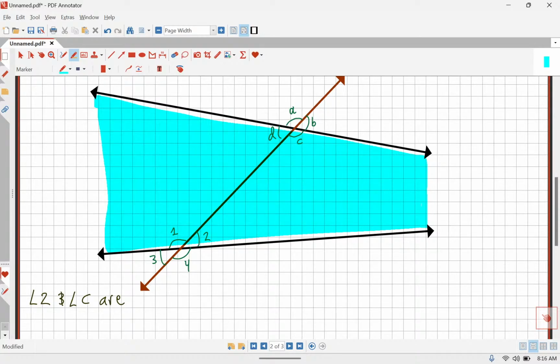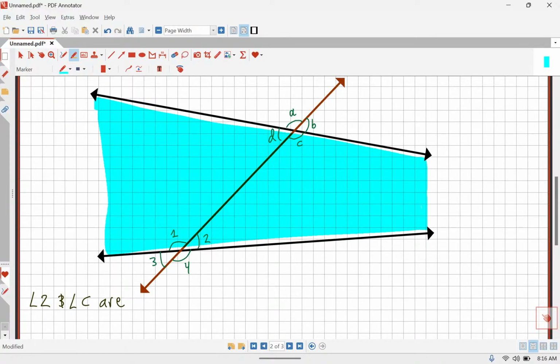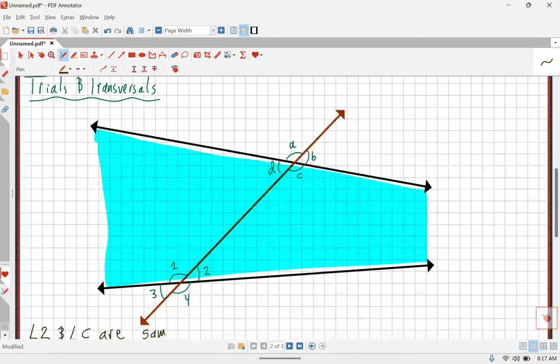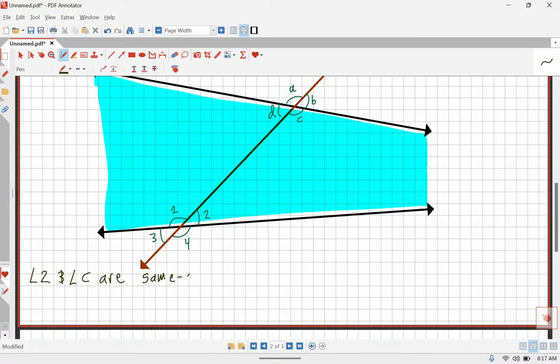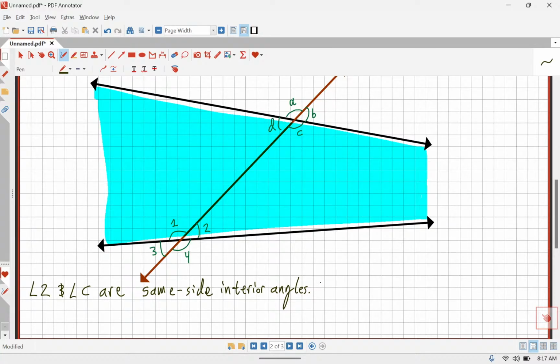They are both in the river. Are they in the same state or in different states? They are in the same state. Yes, very good, because they're on the same side of the transversal. That's why these have the incredibly unclever name same side interior angles. Angle 2 and angle C are same side interior angles.